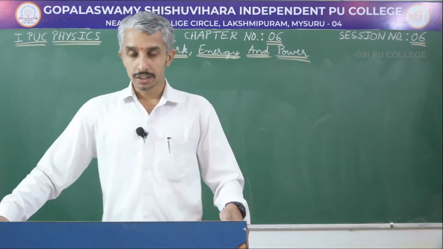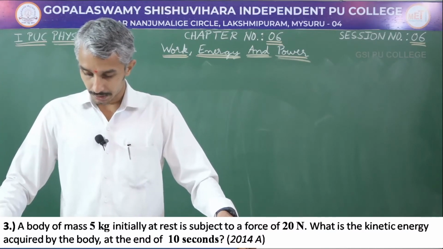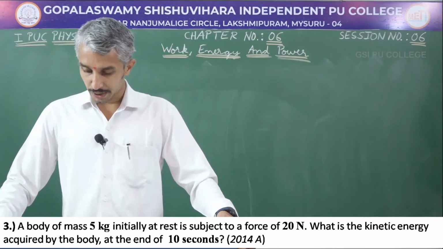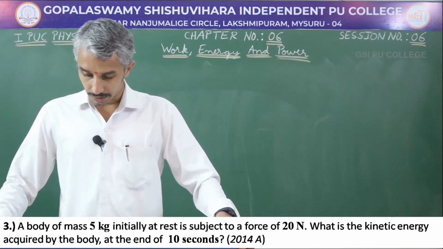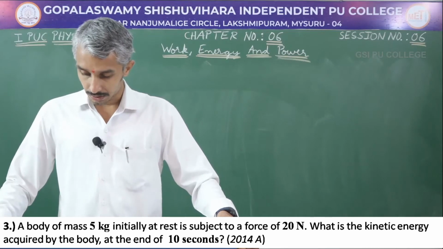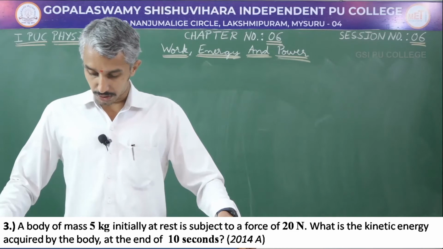Here is the third numerical. A body of mass 5 kg initially at rest is subject to a force of 20 Newton. What is the kinetic energy acquired by the body at the end of 10 seconds? This is the numerical asked in the 2014 annual question paper. So let us note down.